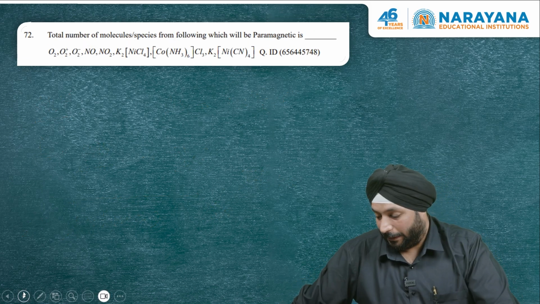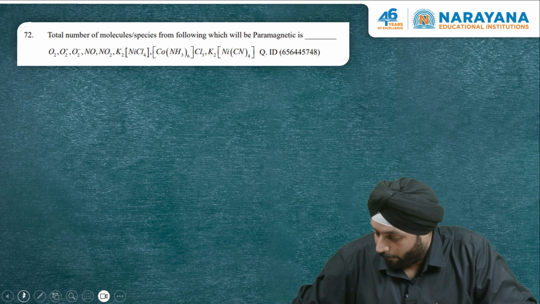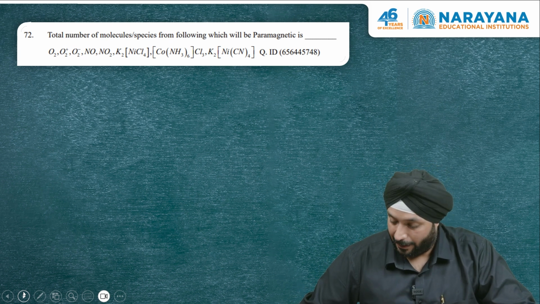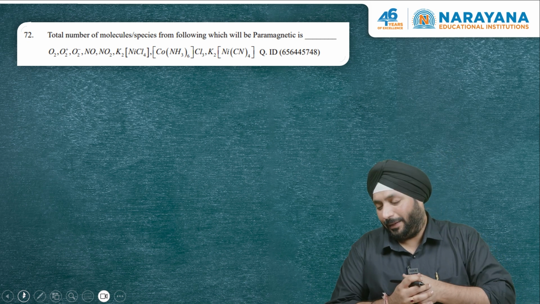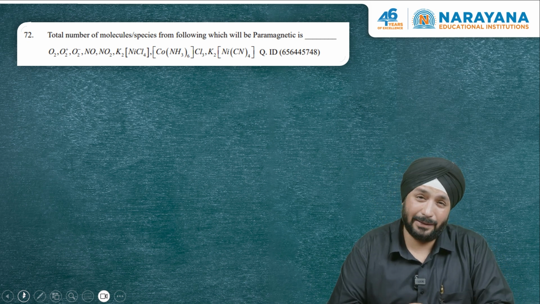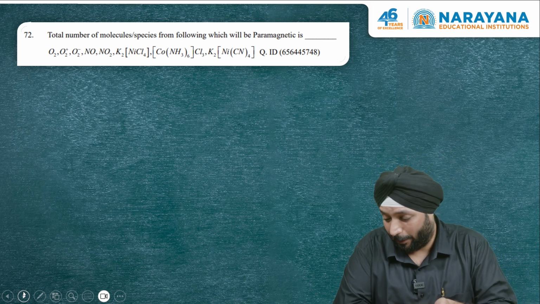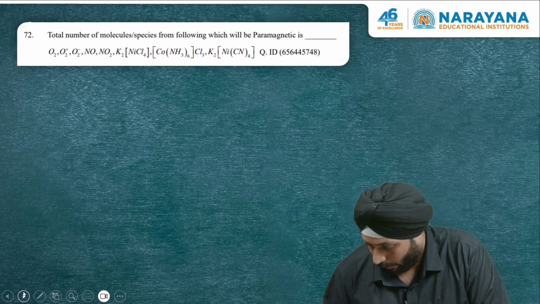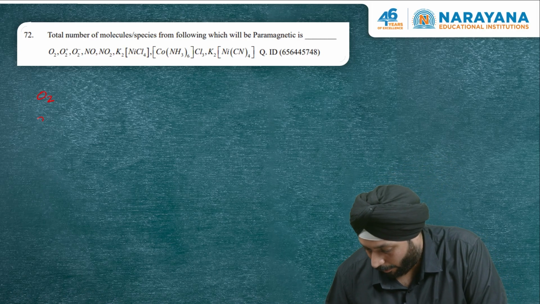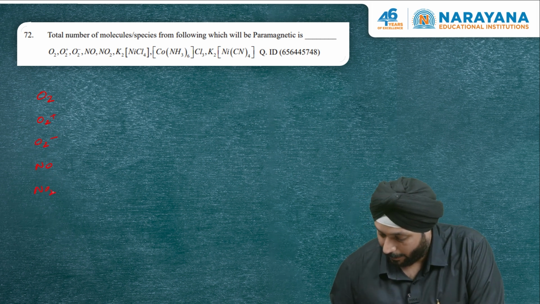Next, the total number of molecules/species from the following which will be paramagnetic is. Now listen, straightforward question from chemical bonding and the direct application of MOT is there. Some compounds of coordination compounds are given to you and standard examples are there, right. So you have oxygen, you have O2 plus, you have O2 minus, you have NO and you have NO2, right.